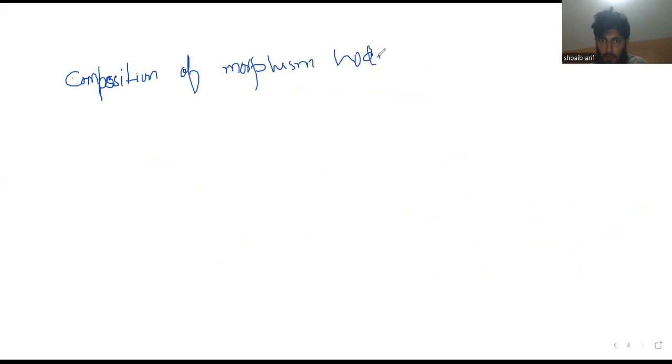So next is composition of morphism. The next axiom is that the composition of morphisms holds the associative law.